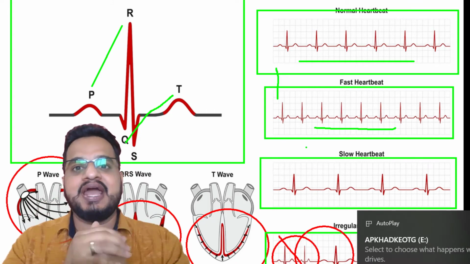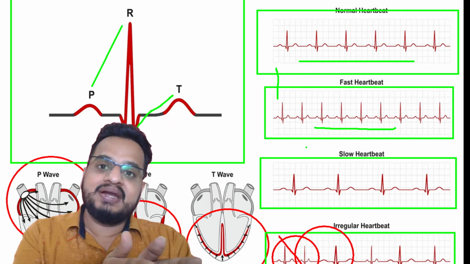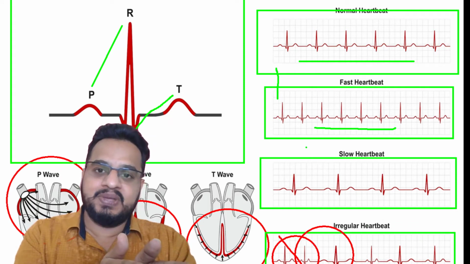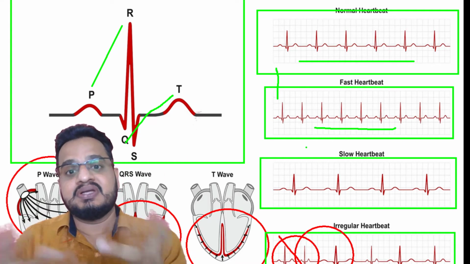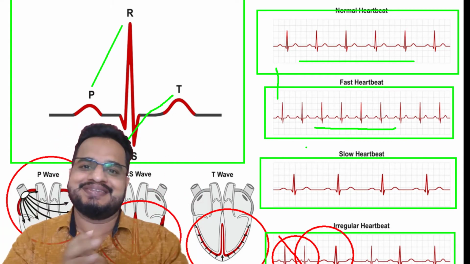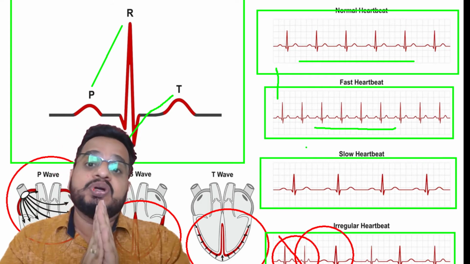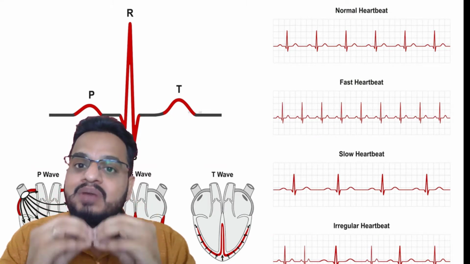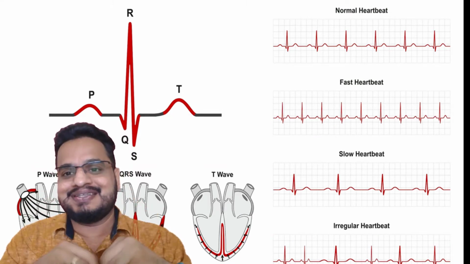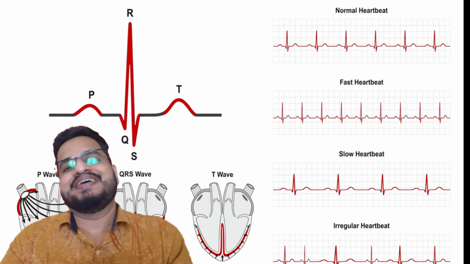But in this case, what has happened? Irregular heartbeat. Between the first two P waves there is one distance, and in the next two P waves the distance is different. This is an irregular heartbeat. So you come to know what a normal heartbeat and normal rhythm is, so that you can know what a fast heartbeat, slow heartbeat, and irregular heartbeat is.